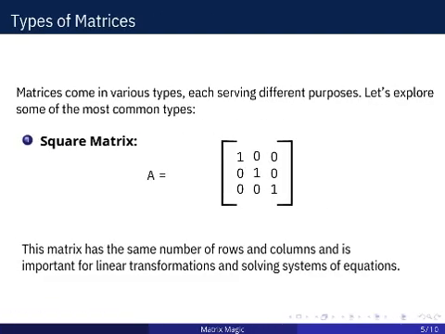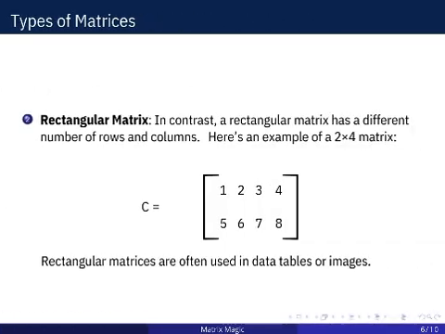A square matrix has the same number of rows and columns. For instance, this 3 by 3 matrix is square. In contrast, a rectangular matrix has a different number of rows and columns. Here's an example of a 2 by 4 matrix.